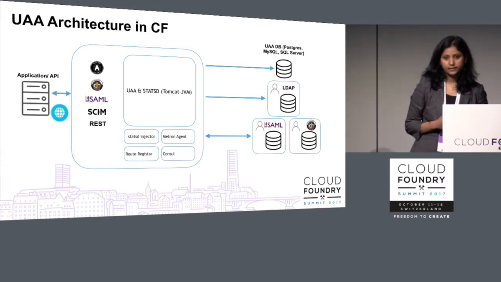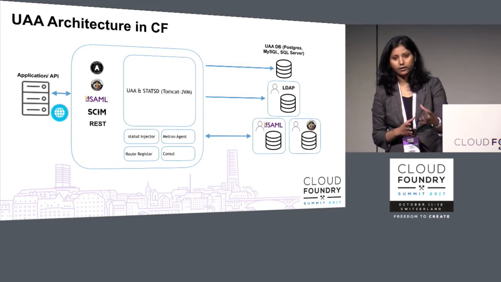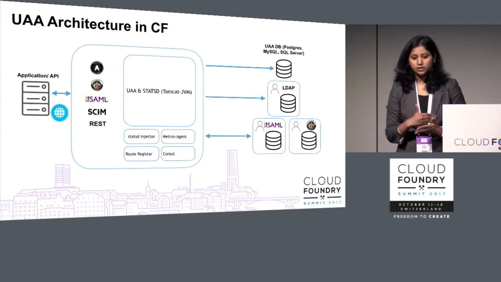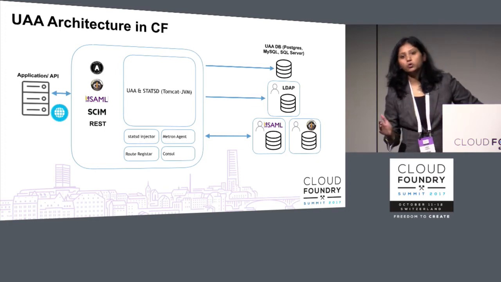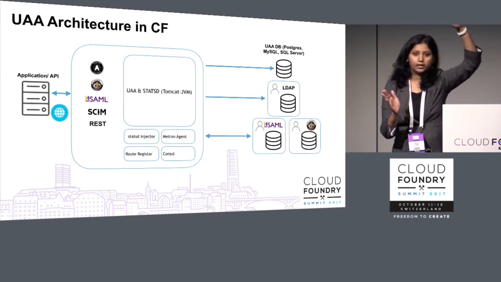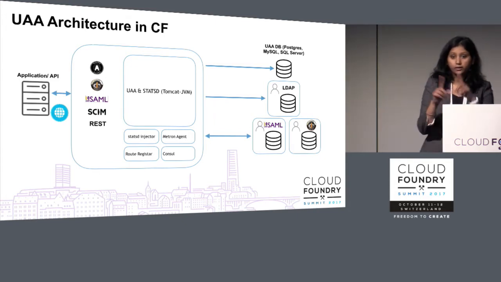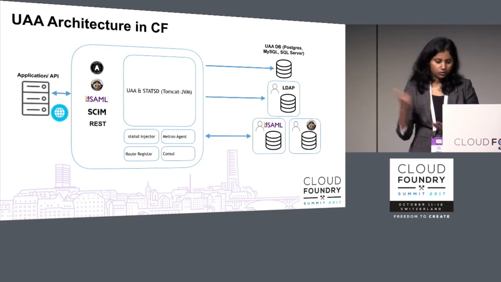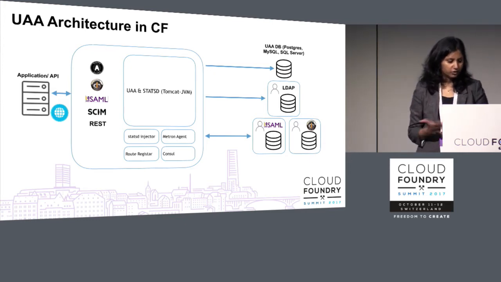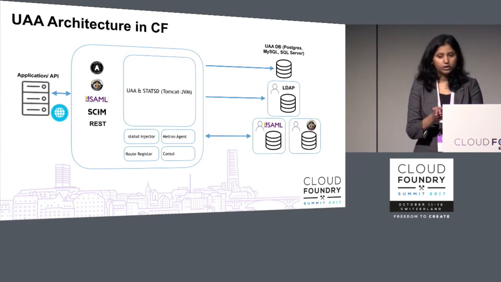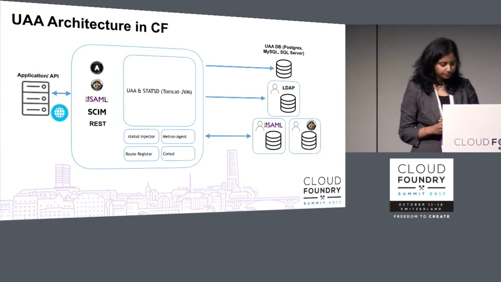Now, in the previous example, I explained that a component like router is also interacting with UAA. But from a latency and a performance point of view, you don't want those things to go out and come back in through the router. So we have Consul for internal service discovery, which seems like it's going to get replaced by BOSH DNS soon. So that will be replaced. But right as of now, when you install UAA, there is a Consul job.